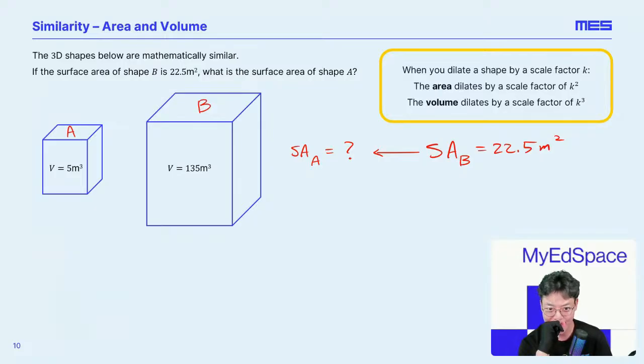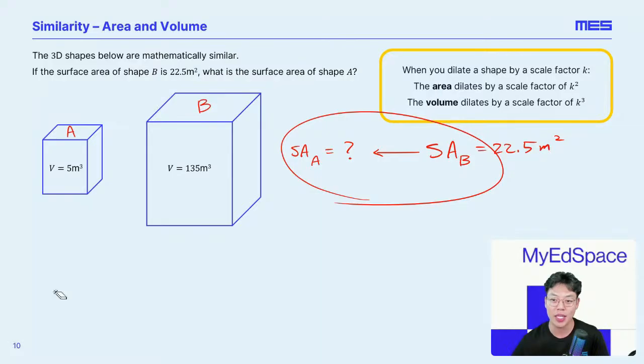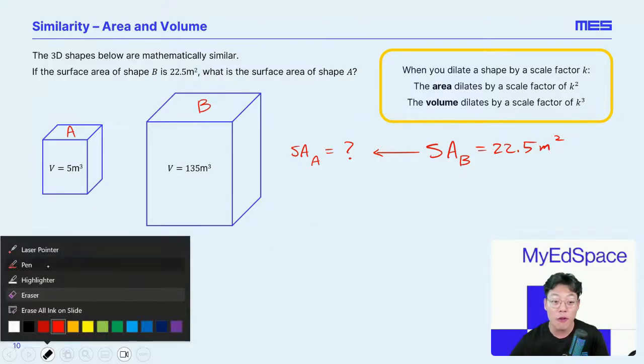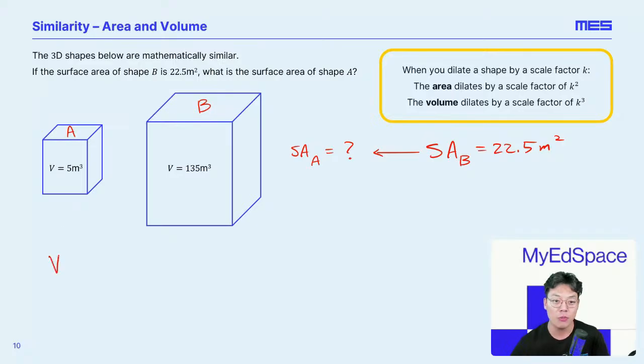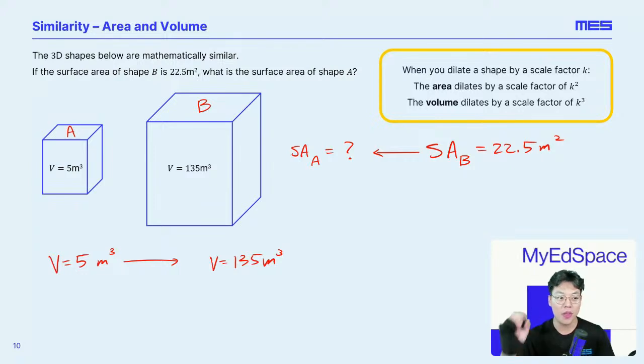Okay, let's take a look. Let's write the volumes down as well. Because right now we have absolutely zero information just from this. We have zero information on what we can do. So we're going to use some more information that we were given. The volumes are going from 5 meters cubed to 135 meters cubed. So how did we get from 5 to 135? Let me do that quick maths for you. 5 to 135 is 5 times 27. So we're multiplying by 27.